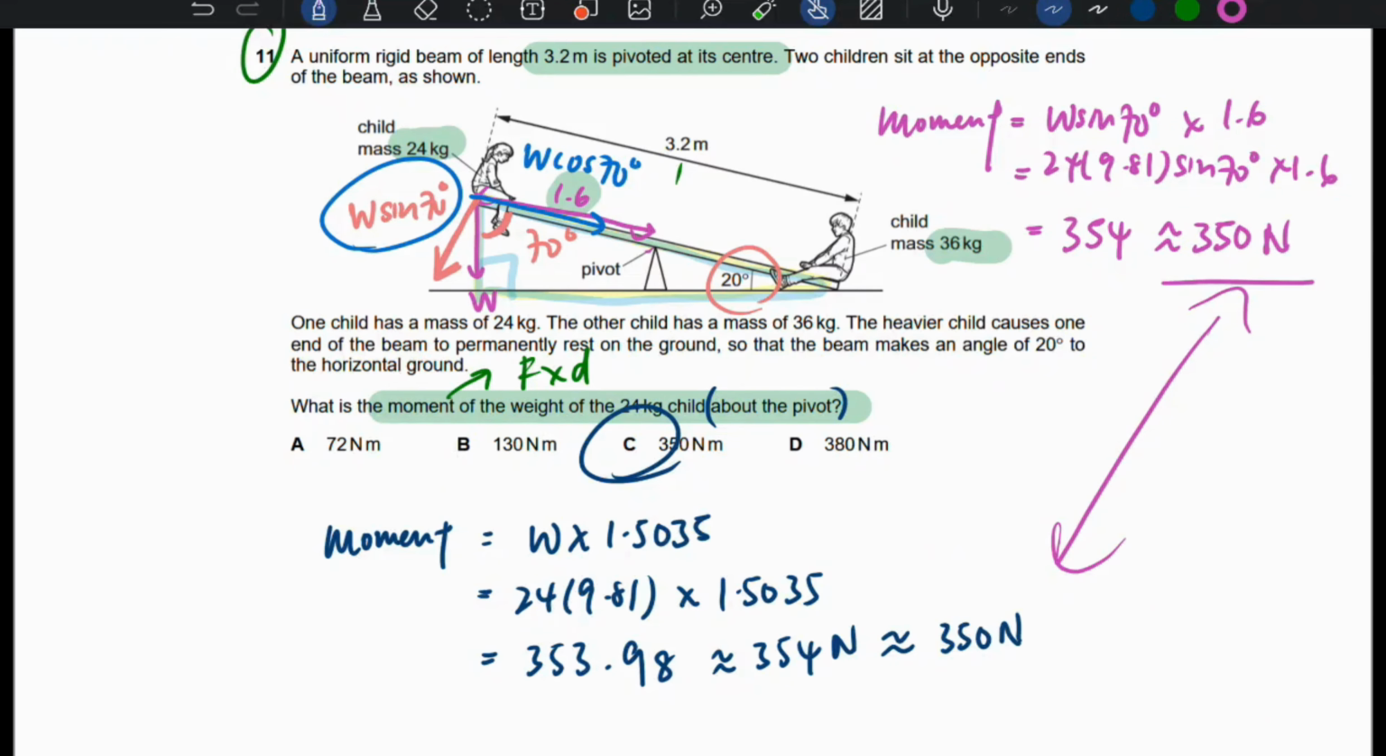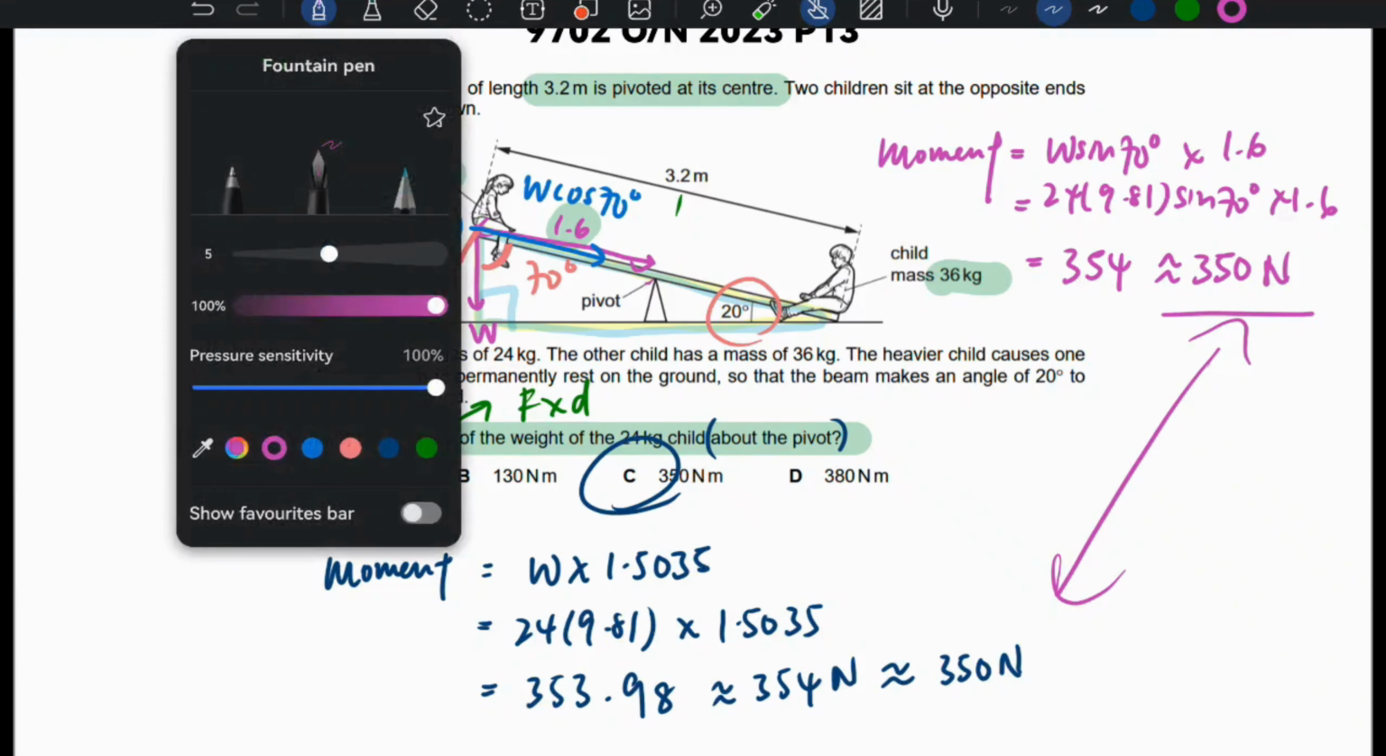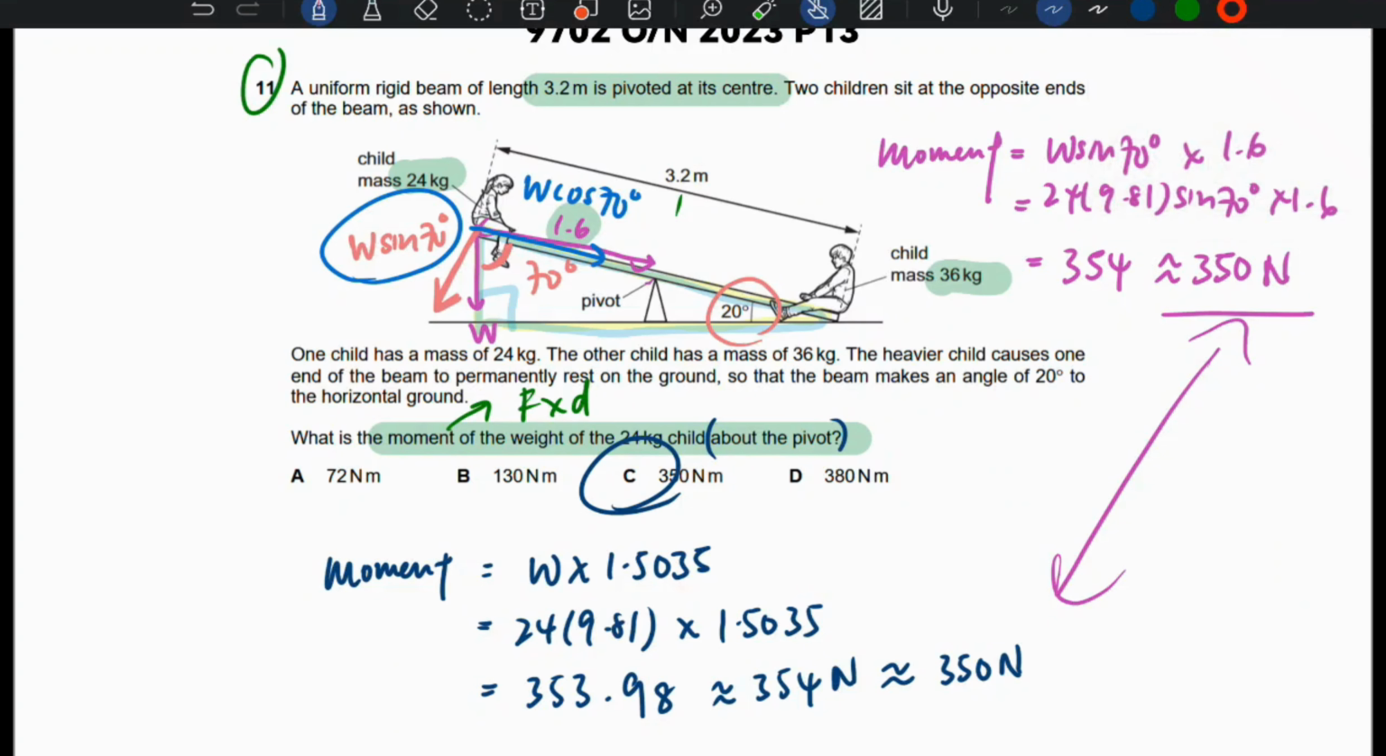So if you ask me, honestly, which method do I personally prefer? I don't really have any preference, because both ways don't take a lot of time actually. Both ways are reasonably almost the same. It's just your perspective on what you see. Initially, I actually saw the second method before the first one, so I did the second method first. What matters is you know what moment is. Your force has to be perpendicular to your distance.